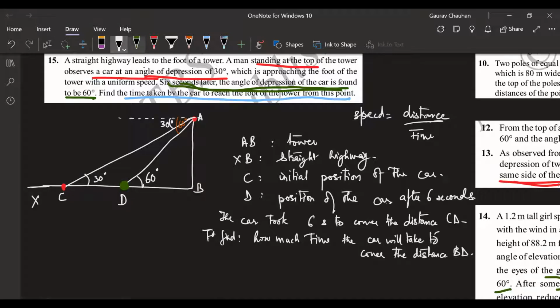Does this make sense, or am I being lost in explanation? So when I'm reading this, how I am understanding is, first the car was at C, then the car came to D after 6 seconds. Okay. Now the car is at D. Green one is where it is now. 6 seconds later, the car is found to be at 60 degrees. Find the time taken by the car to reach the foot of the tower from this point. So this point is D, the foot of the tower is B. Okay, Bindu, does this help? Yes, sir. Asghar, does this help you?